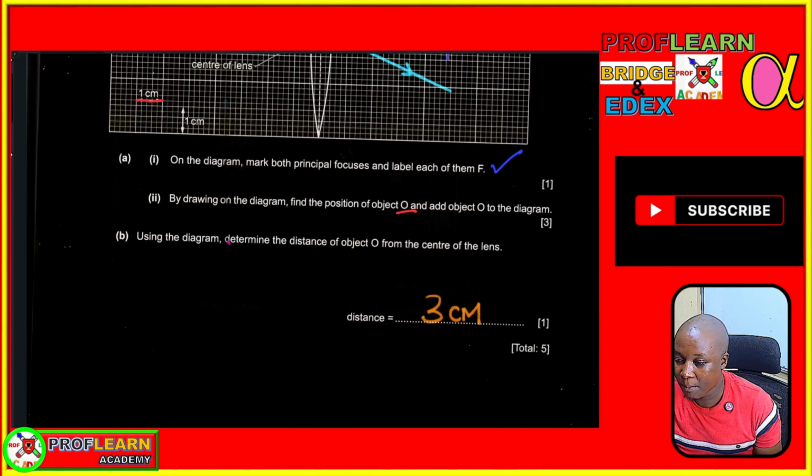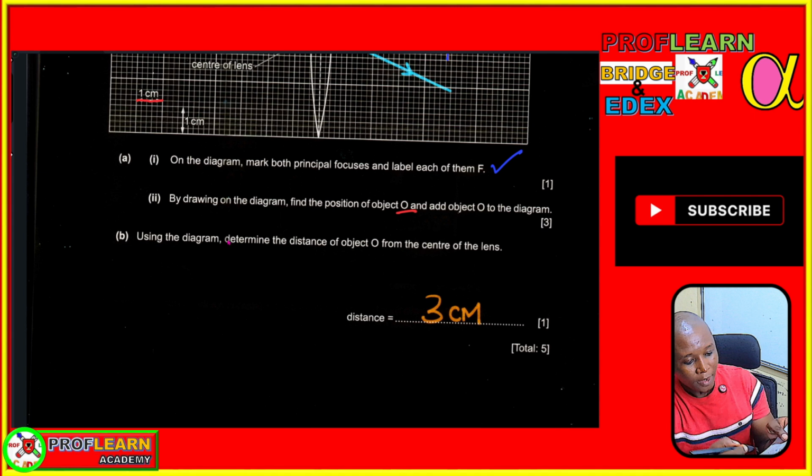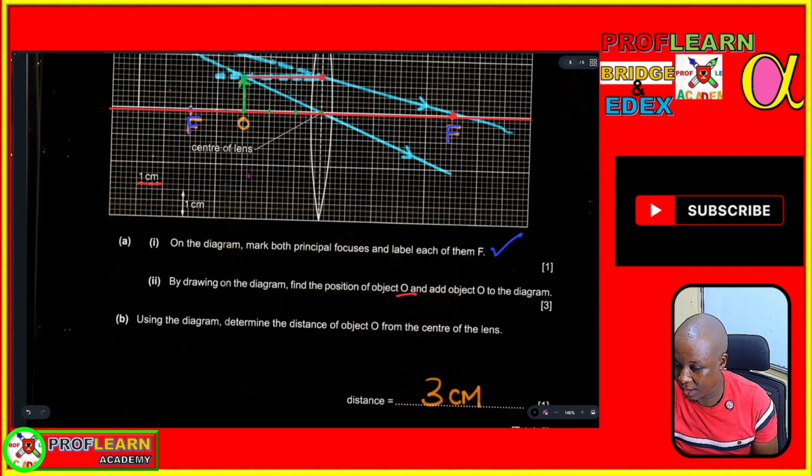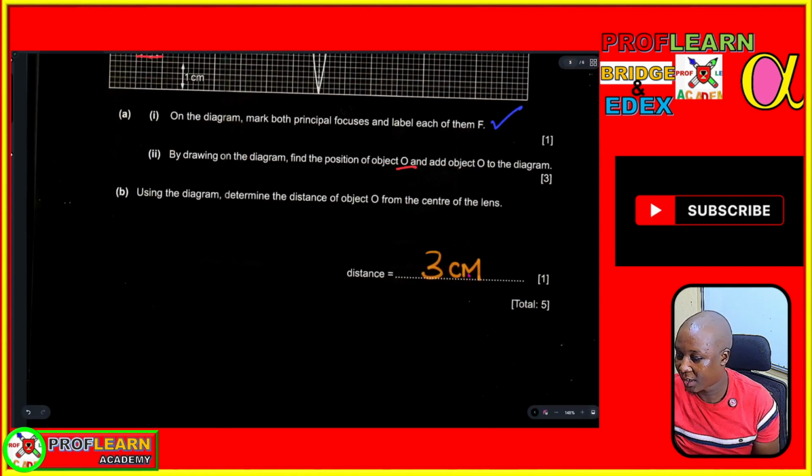And using the diagram, determine the distance of the object from the lens. If we know that 1 square represents 1 centimeter, then we count how many squares we have. From here to here we have 1 centimeter, 2 centimeters, then 3 centimeters is the distance we have here.